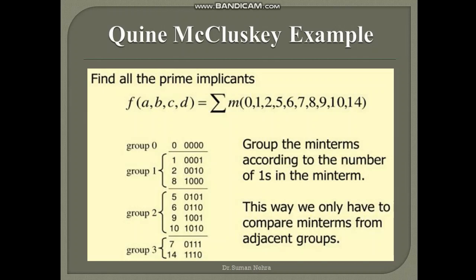Now, we have to group these minterms according to the number of ones. In this example, we have 4 groups. In group 0, we have 0 ones, in group 1, we have 1 one, in group 2, we have 2 ones in their binary representation, and group 3 has 3 ones in their binary representation. This is step 1. Now for step 2.